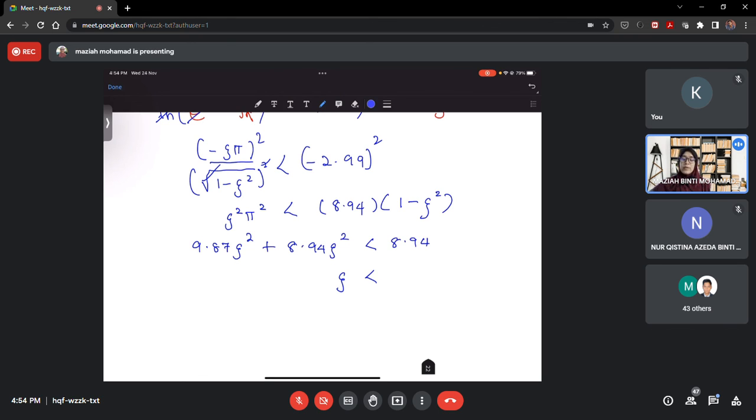Anyone get the value for zeta? 0.69. Right? Yes, it's correct. So meaning in order to have maximum overshoot less than 5%, we need to choose a value of zeta less than 0.69. Okay.